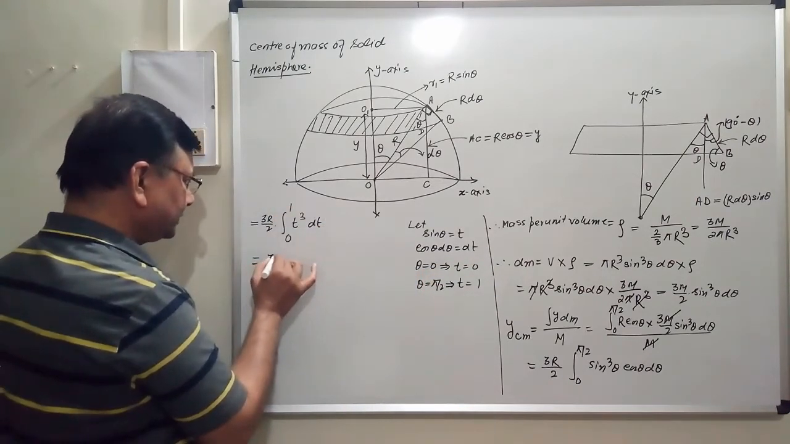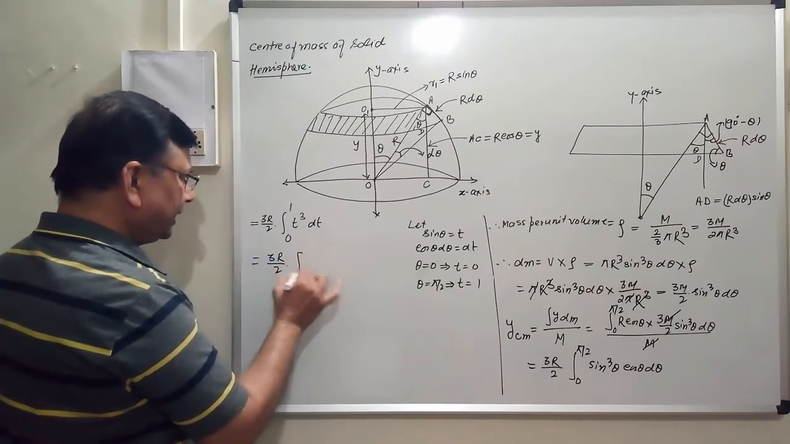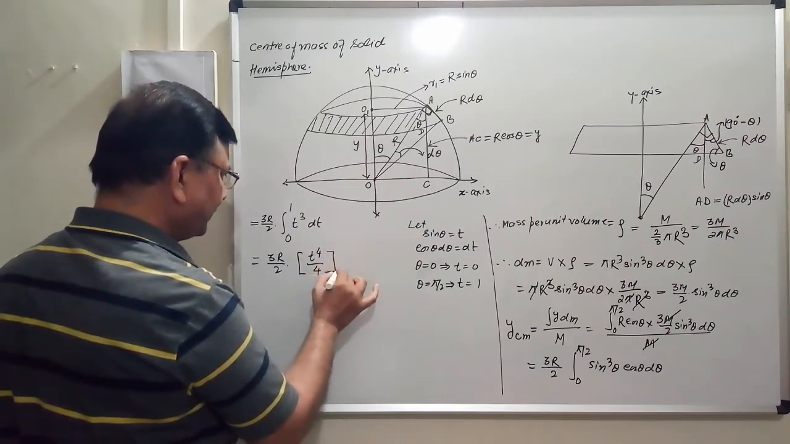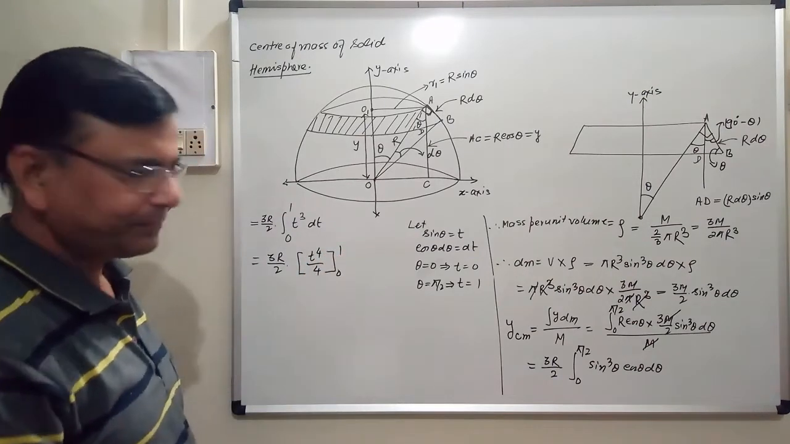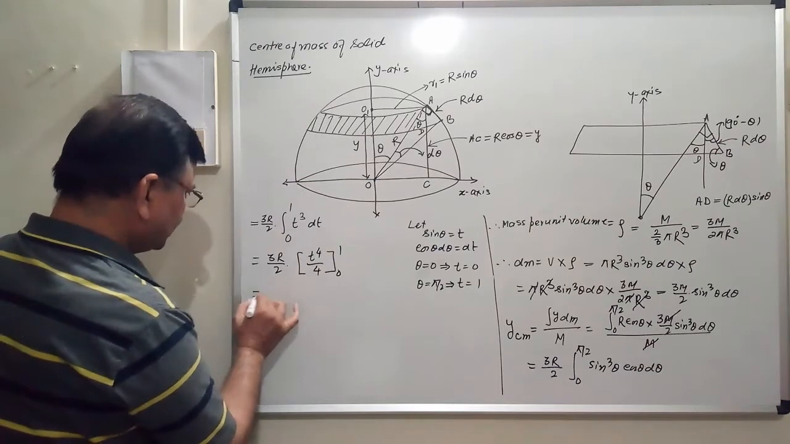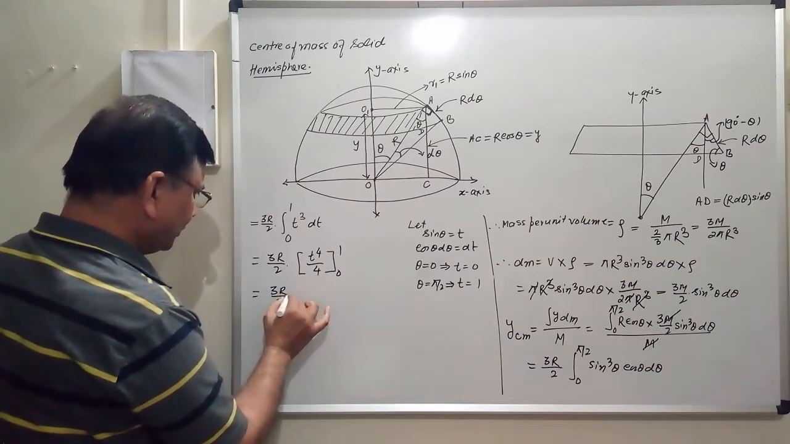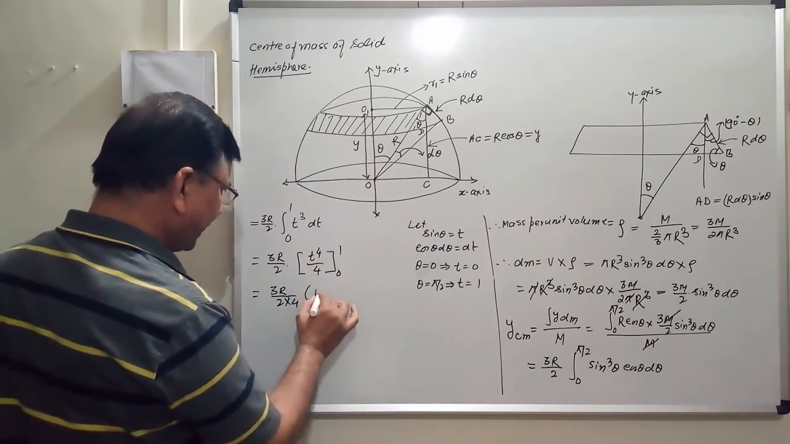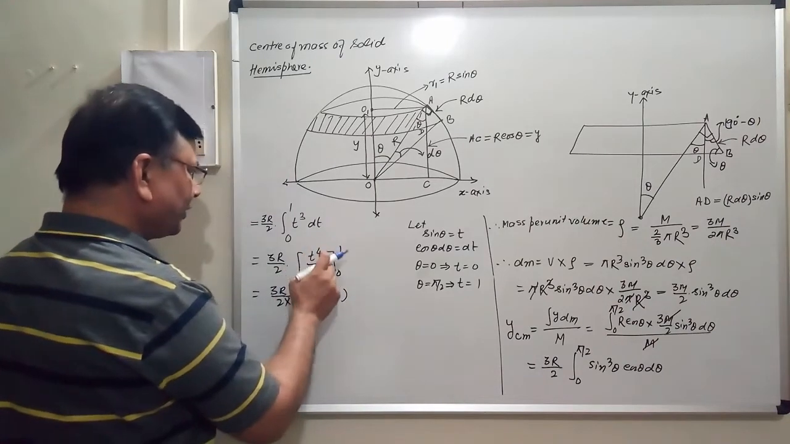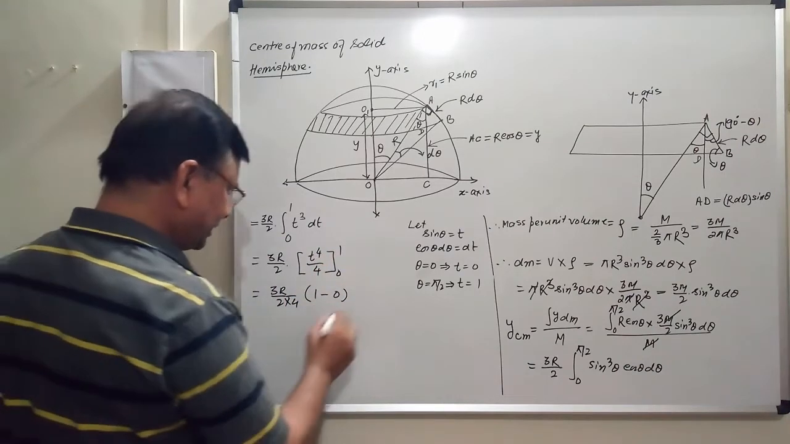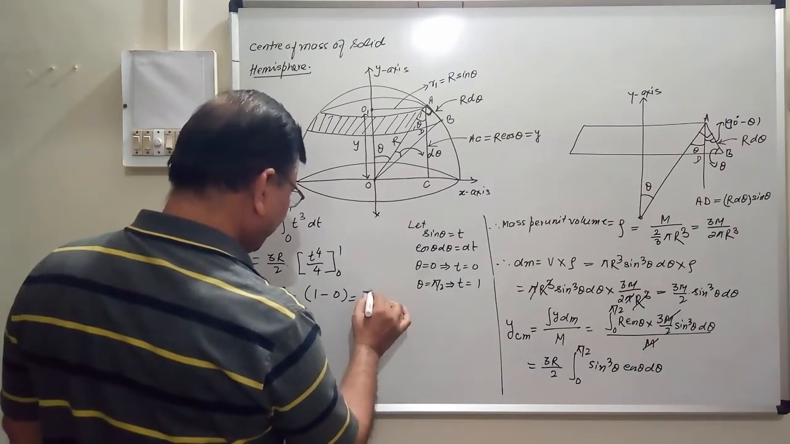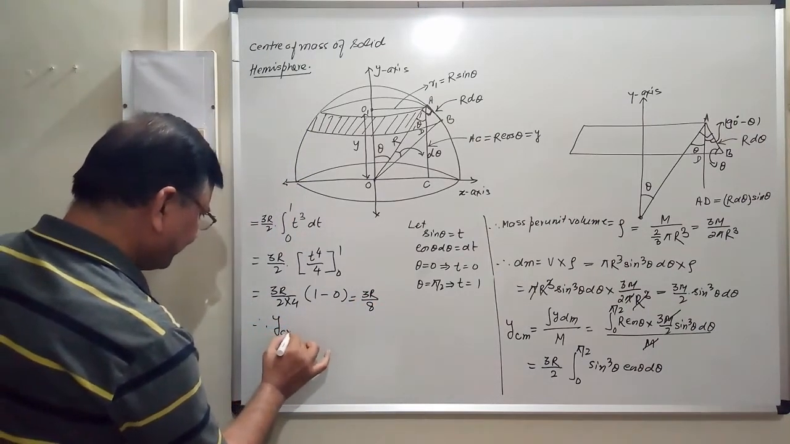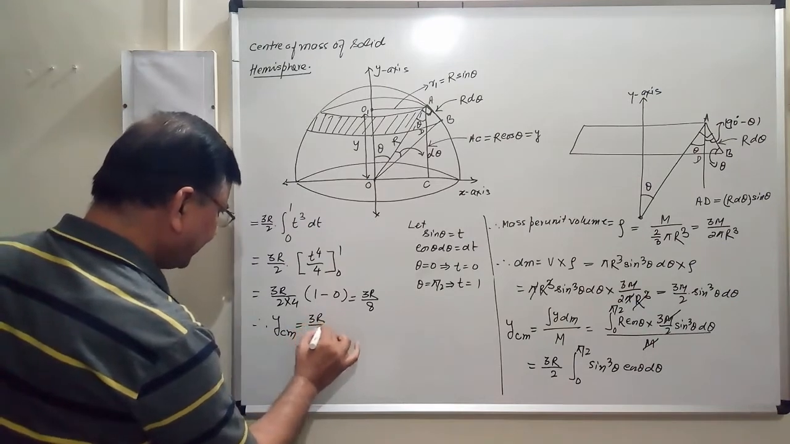So that is equal to 3r by 2 integrating t cube, that is t to the power 4 by 4, limit 0 to 1. Okay. So this is 3r by 2 into 1 by 4. I have taken this 4 common outside, that is 1 minus 0. That is 1 to the power 4 minus 0 to the power 4, 1 minus 0. That is equal to 3r by 8. Therefore, YCM is equal to 3r by 8.